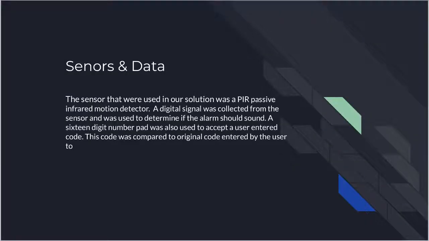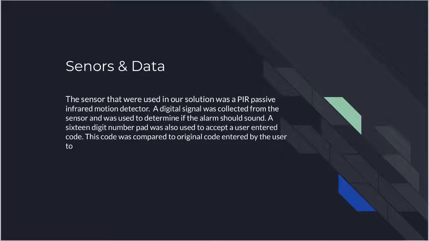The sensor that was used in our solution was a passive infrared motion detector. A digital signal was collected from the sensor and was used to determine if the alarm should sound. Another sensor used was a 16-digit number pad to accept a user-entered code. This code was compared to the original code entered by the user too.